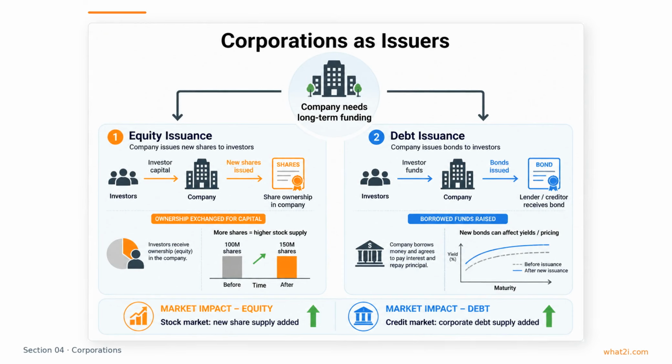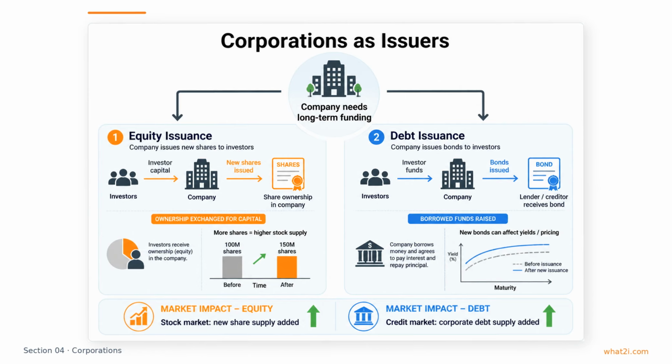When corporations need long-term funding, they often turn to capital markets as issuers. If they issue equity, they raise capital in exchange for ownership, which increases the supply of shares in the market. If they issue debt, they borrow from investors by selling bonds, adding supply to credit markets instead. Each path has different implications for investors and for the company's balance sheet.